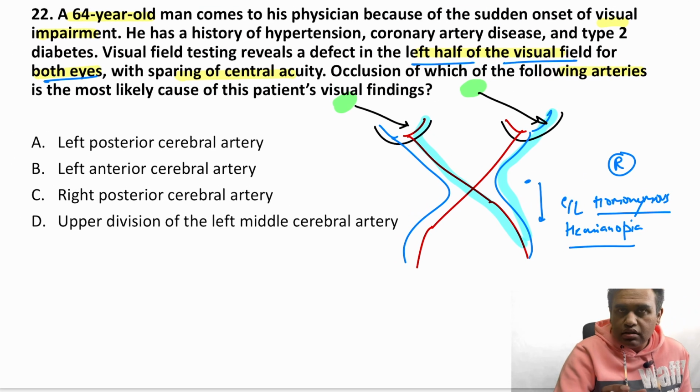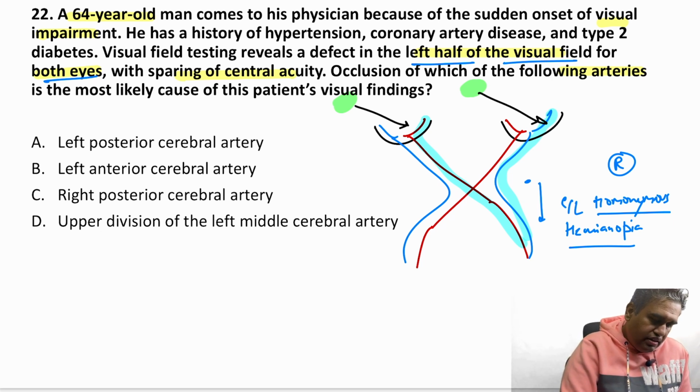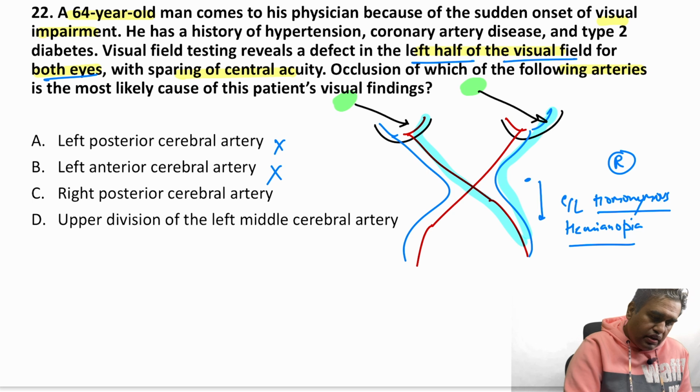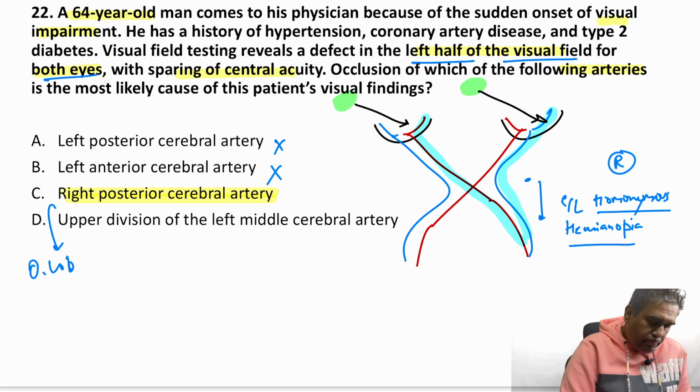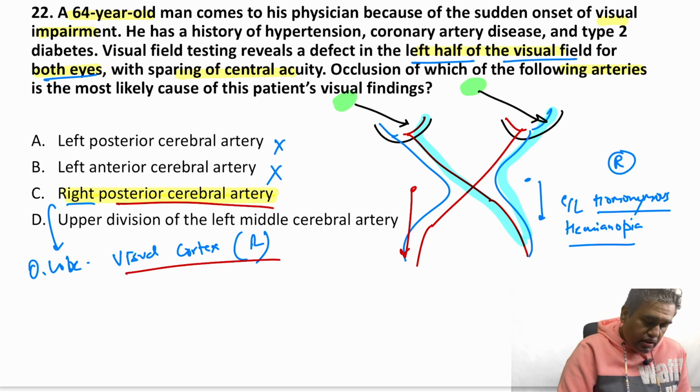So for the artery, it is a problem of the right side. If you look at the options, left posterior, we can easily rule out options A and B. Then they are saying right posterior cerebral artery, absolutely correct. Why? Because the right posterior cerebral artery goes to the occipital lobe and supplies the visual cortex, and the right side obviously supplies the right visual cortex, which is distal to the optic chiasm. So when the right posterior cerebral artery is affected, the problem in the visual field will be on the left side, contralateral. Left side hemianopia.